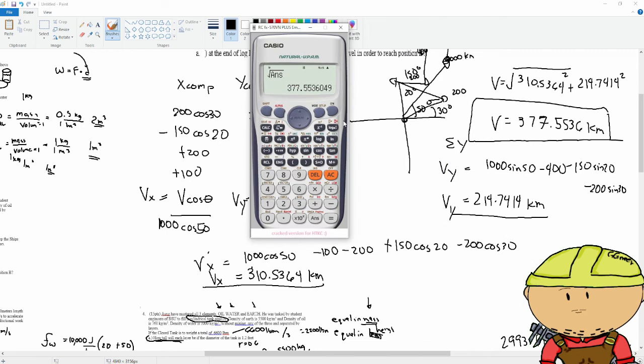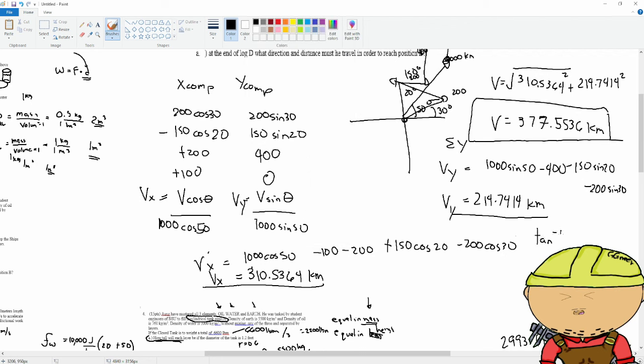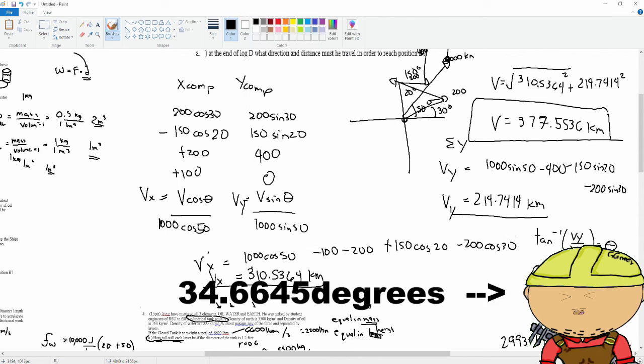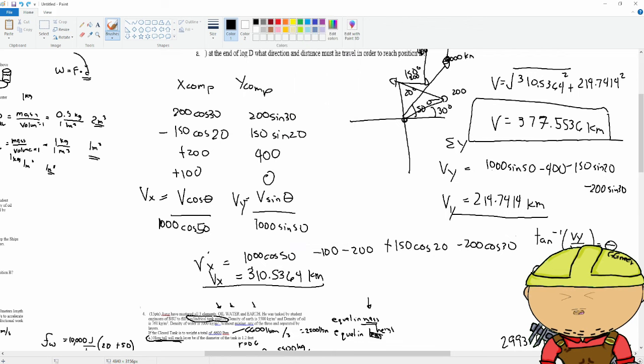How about the theta? Well, we can just do arc tangent y over x. 214.7414 divided by 310.5364. That's 34.66, right? So arc tangent Vy over Vx is equal to theta. Theta is 34.66 degrees. Since Vx and Vy are both positive, it's in the first quadrant, going upward and rightward, with respect to the positive x-axis. Okay, that's the answer.